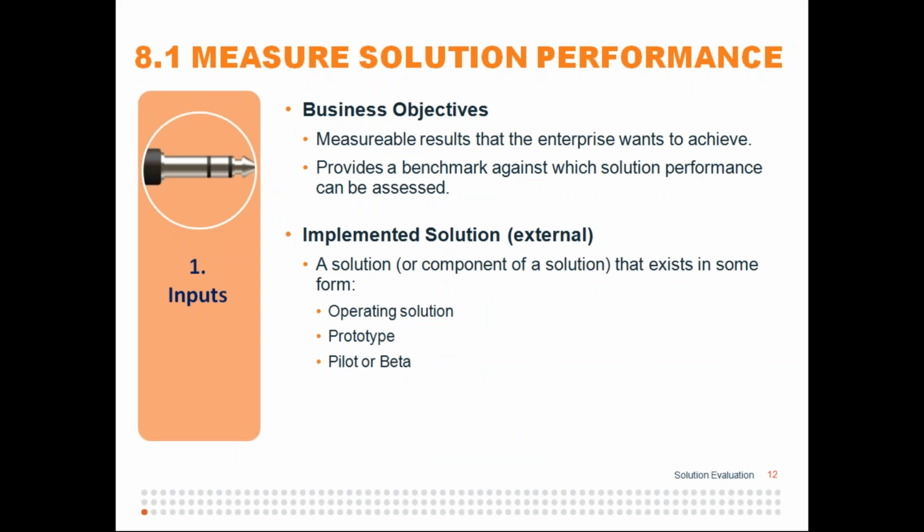All right, so business objectives, measurable results that the enterprise wants to achieve. As I was saying, I work in the area of content management, so measurable results might be, can a system or solution handle uploading X number of files of Y size in Z time frame? Can we store content in a standard taxonomy?